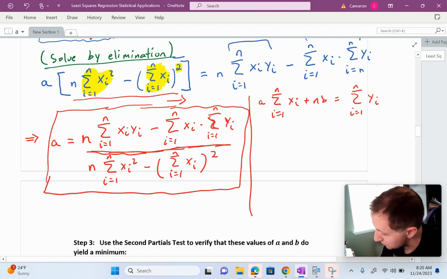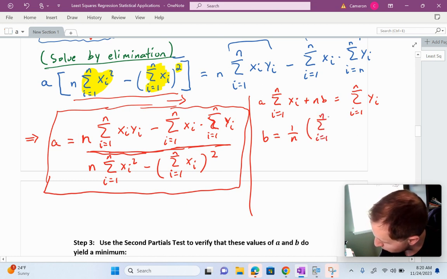I'm just going to solve for b. So I'm going to subtract a times the sum of xi and divide by n. So I would end up getting b equals 1 over n times the sum from i equals 1 to n of yi minus a times the sum from i equals 1 to n of xi.